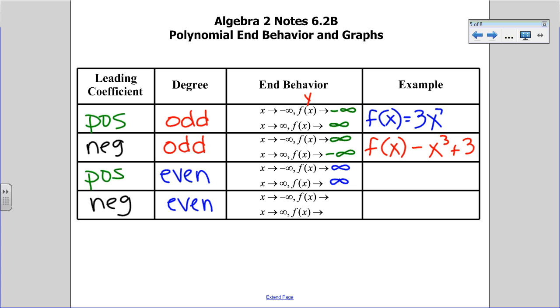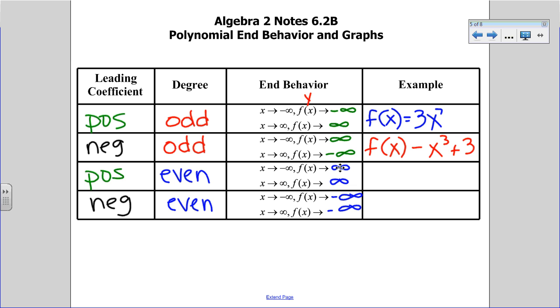So if it's even, and this is where you guys have to think, and this is where those of you who aren't listening right now, and I can tell because some of you are staring off into space, even means they are the same. So they're going to go in the same direction, either to positive infinity or to negative infinity. And this tells us what it's going to be. So for this last one, if I have a negative leading coefficient and it's even, then they both have to go to negative infinity. All right?